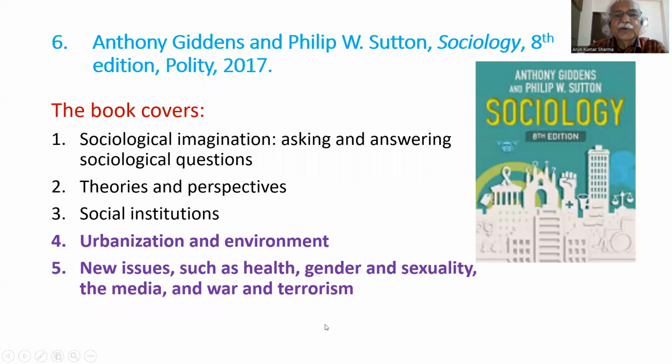Friends, the next book I would say is by Anthony Giddens. Actually, it is written jointly by Anthony Giddens and Philip Sutton. The name of the book is Sociology, and there are so many editions. The edition which I have with me now is the 8th edition, which was published by Polity in 2017. This book covers sociological imagination. It starts with the idea of sociological imagination, asking and answering sociological questions. What questions are sociological and how are they answered? It also talks about theories and perspectives.